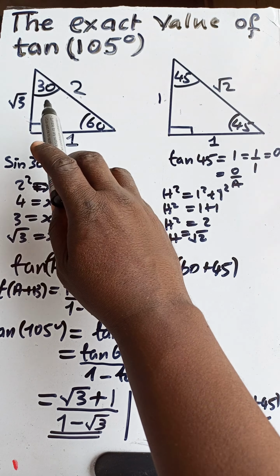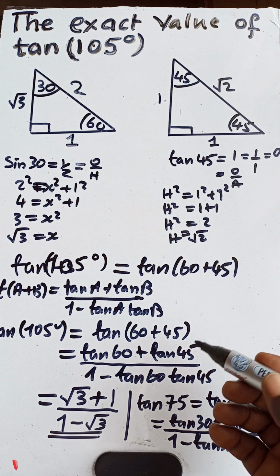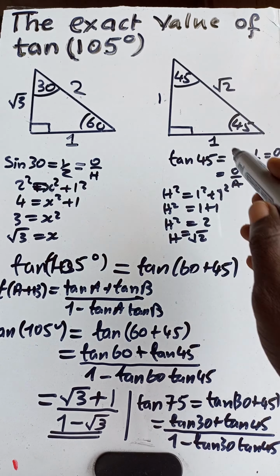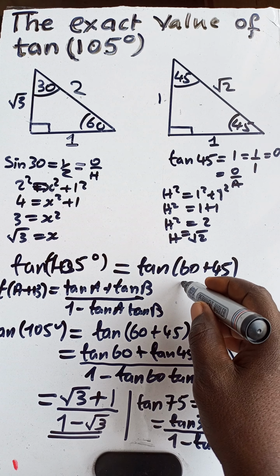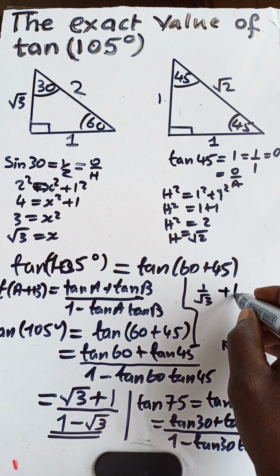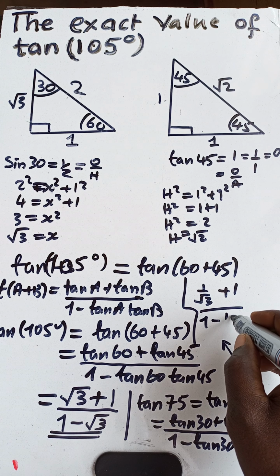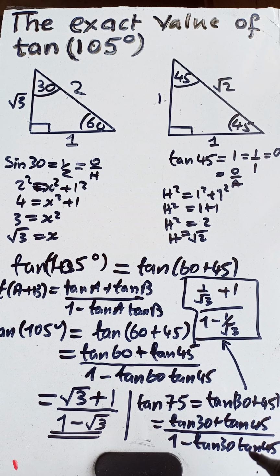Tan 30, this is 30 degrees. Tangent is opposite over adjacent, so it's 1 over root 3. And tan 45 is 1. So this one will just give us 1 over root 3 plus 1 all over 1 minus 1 over root 3. All right, so this is the result of this other additional question that I just added. So tan 105 degrees worked out, the exact value is root 3 plus 1 all over 1 minus root 3.